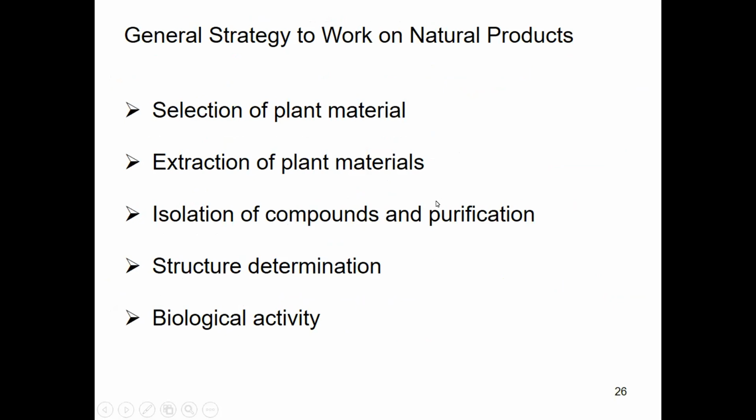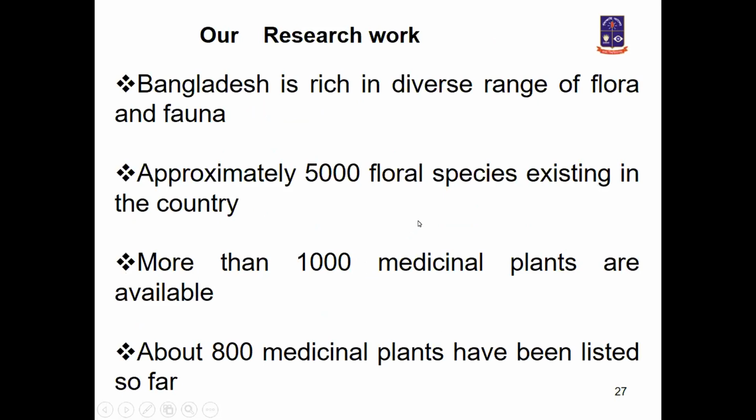To work on natural products, we have to follow some strategy: selection of plant materials, extraction of plant materials, isolation of secondary metabolites, purification, structure determination, and biological activity. We have to focus on which particular activity we would like to carry on. In Bangladesh, we have many medicinal plants. More than 5,000 floral species exist in our country, more than 1,000 are medicinal plants, and out of them, nearly 800 medicinal plants have been listed so far.